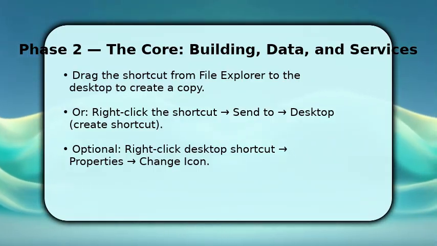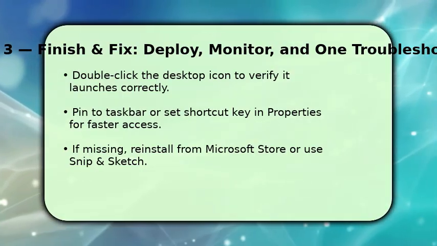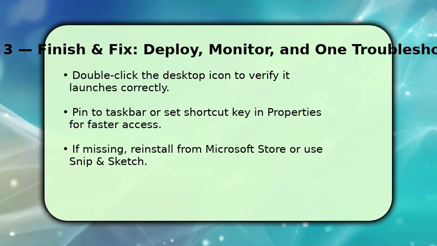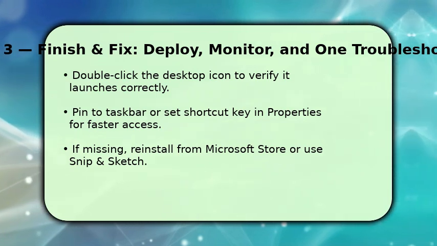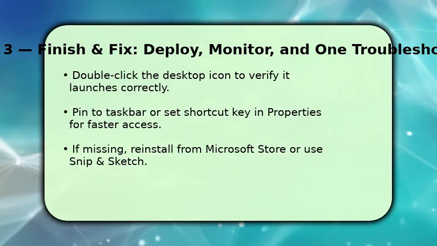Finish by testing the new desktop icon. Double-click to open Snipping Tool and verify capture functionality. Once confirmed, right-click the desktop icon to pin to taskbar or set a shortcut key under Properties so you can launch it with a keystroke.